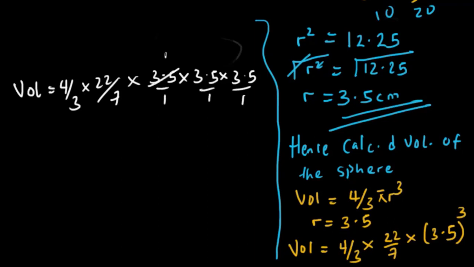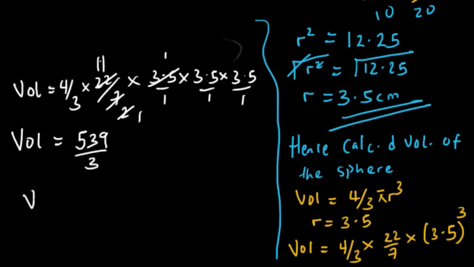Now I can say 3.5 here, 1, 3.5 here, 2. Then I have 2 here, 1, 2 here, 11. So we are left with 4 times 11 times 3.5 times 3.5 divided by 3. Alright, so let's do this. Volume equals 4 times 11 is 44. 44 times 3.5 times 3.5 is 539, all over 3.